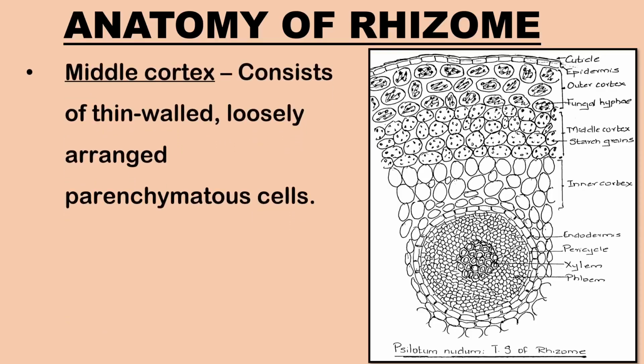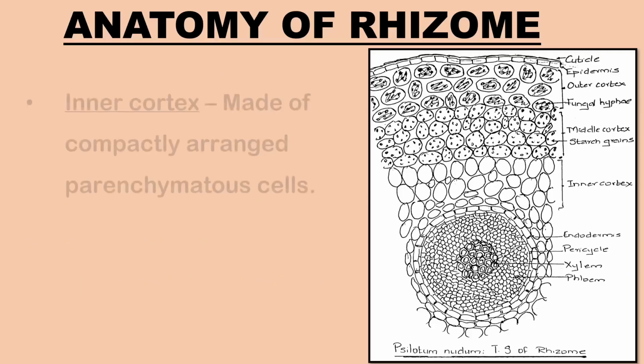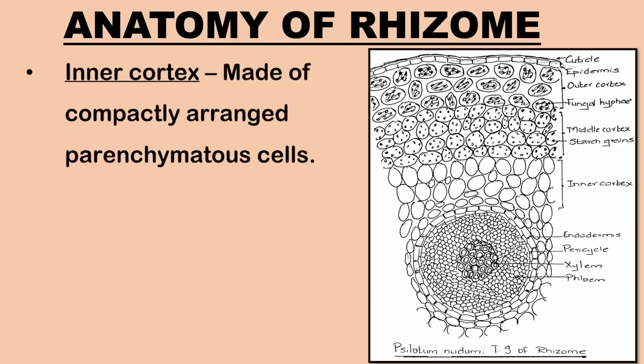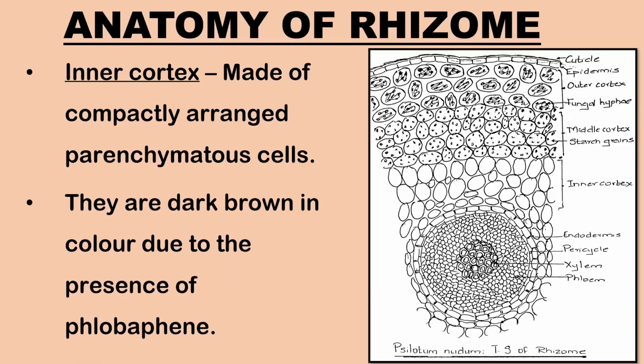Middle cortex consists of thin-walled, loosely arranged parenchymatous cells. This layer stores abundant starch grains. Inner cortex is made up of compactly arranged parenchymatous cells. They are dark brown in color due to the presence of a chemical called phlobaphene.